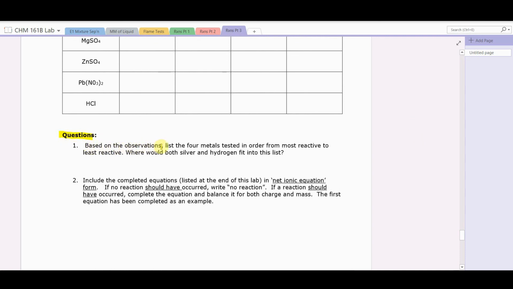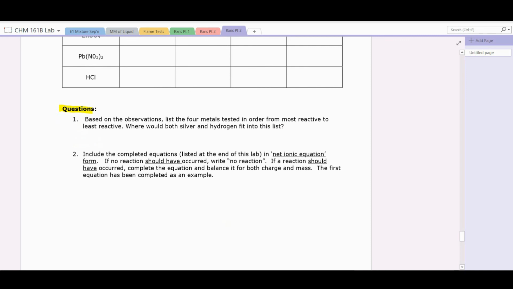Based on the observations, list the 4 metals tested in order from most reactive to least reactive. If you're not sure, check the activity series. Where would both silver and hydrogen fit on this list? If you're not sure, check the activity series. And finally, question 2, include the completed equations that are listed on the next page and write them in net ionic equation form. If no reaction should have occurred, then just write no reaction. But if a reaction should have occurred, then please complete the equation and balance it for both charge and mass. And the first equation has been completed as an example.